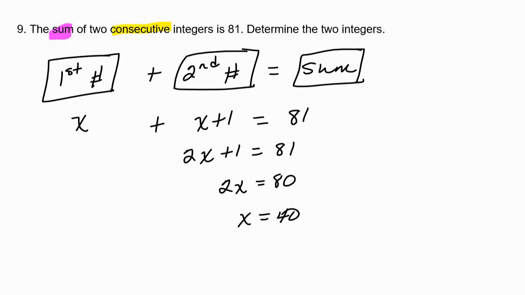My problem asked me to determine the two integers, and I've only found one. Right, that first integer is 40, and the second integer is 1 more than that, so it's going to be 41. Don't get lazy and put your answer right next to the x, because then you're telling me x is 40 and 41, and that's not the case. Right, so come over here to the side to give me your final answer, 40 and 41. Again, when I add those two together, I get 81.